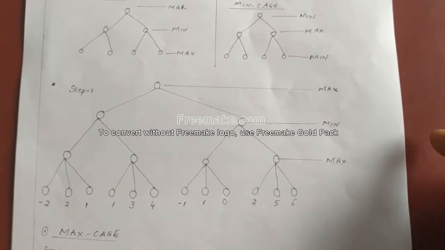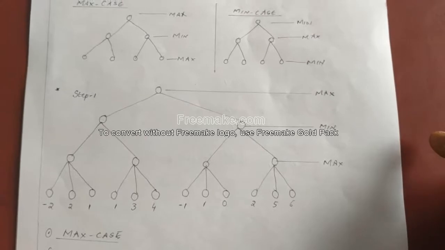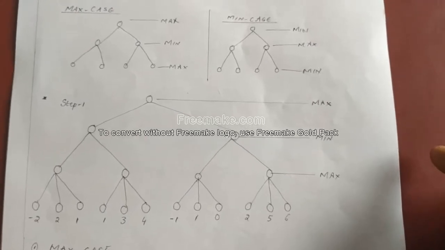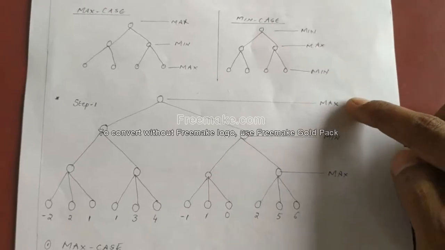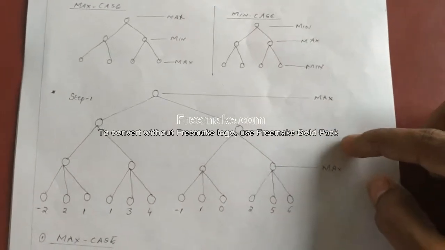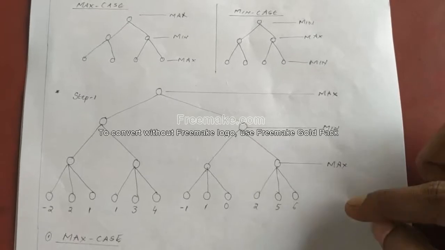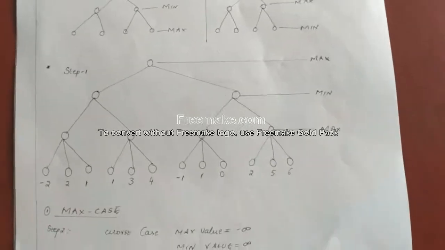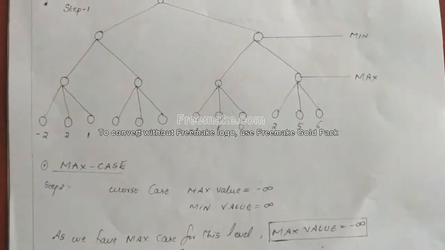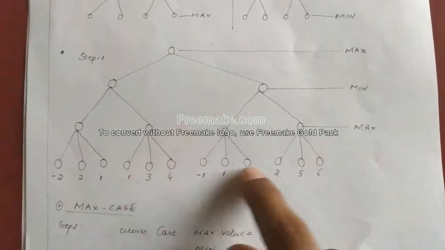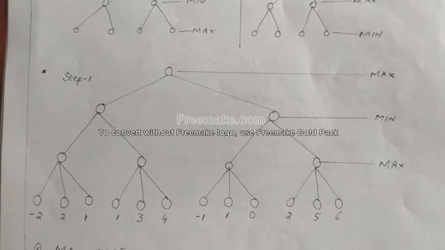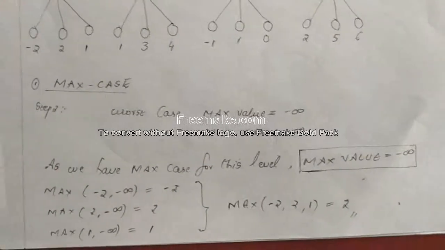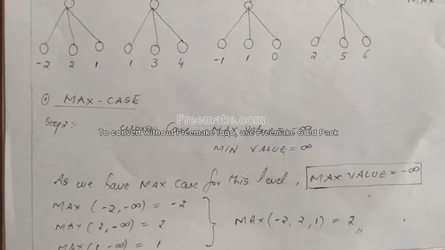So it starts with the root node. If we consider the problem as the max case, then obviously it starts with the root node as the maximum, the next level as the minimum, and the next level as the maximum, and it goes on. So the tree is structured as follows. This is step 1. And coming towards step 2, we need to consider the max case.